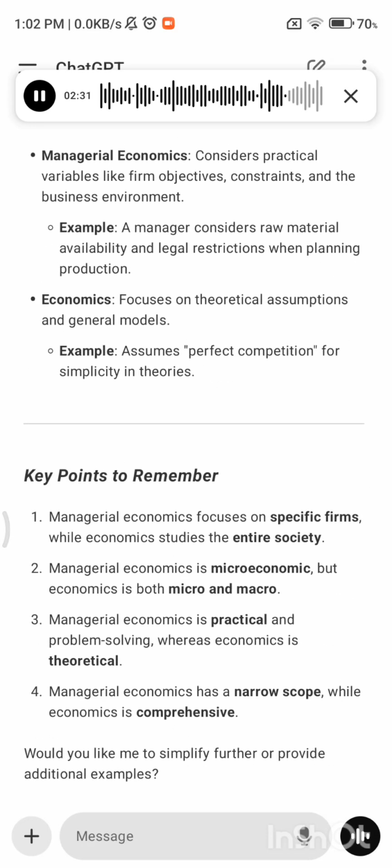1. Managerial economics focuses on specific firms, while economics studies the entire society. 2. Managerial economics is microeconomic, but economics is both micro and macro. 3. Managerial economics is practical and problem-solving, whereas economics is theoretical. 4. Managerial economics has a narrow scope, while economics is comprehensive.